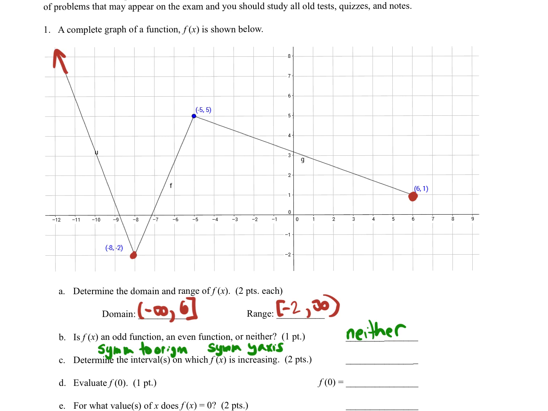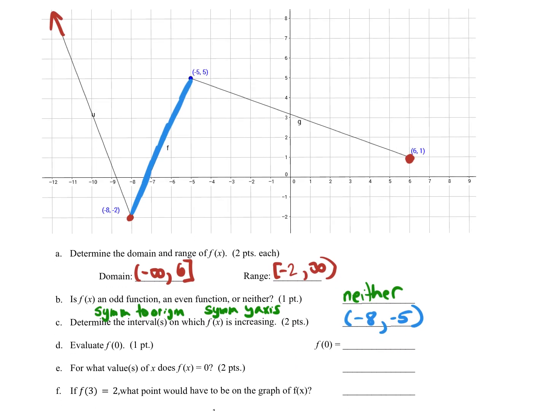C says determine when the function is increasing. Well, it's increasing on this interval right here. It's going up in only this region. Now, when we say when it's increasing or decreasing, we only use the x values. So we'll simply say negative 8 to negative 5, and we will make sure that we use parentheses only. Do not use brackets. That will mark it incorrect.